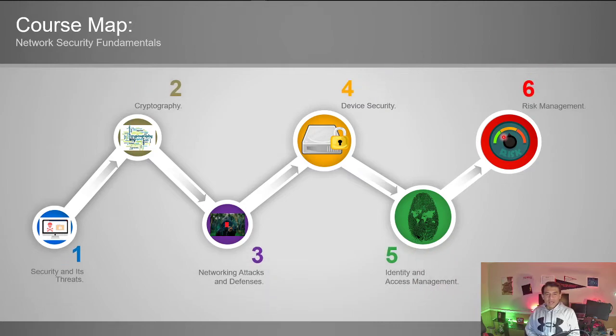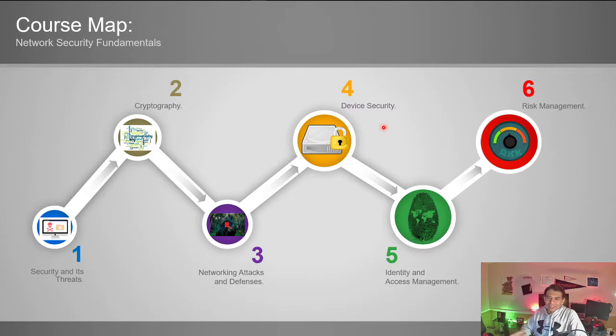This is the quick course map for what we are going to cover in Network Security Fundamentals in the spring. First, we are going to use the first few days, first week maybe, talking about security and its threats. Then we are going to move quickly to cryptography. We have a couple of weeks, maybe 2-3 weeks, talking about cryptography. Then we are going to jump onto network attacks and defenses, how to protect against those network attacks that are more common in the corporate environment, in the government environment nowadays.